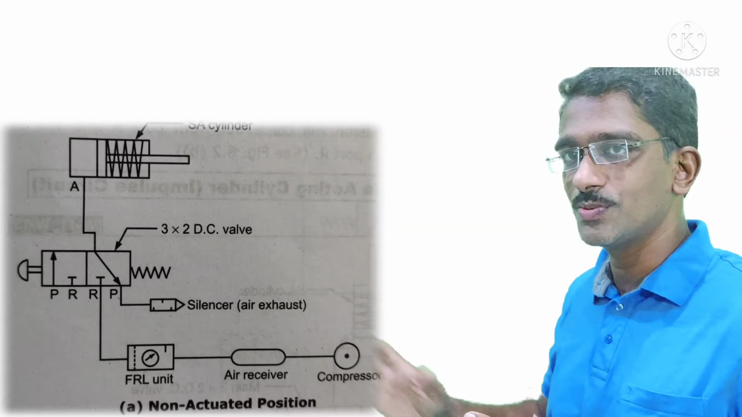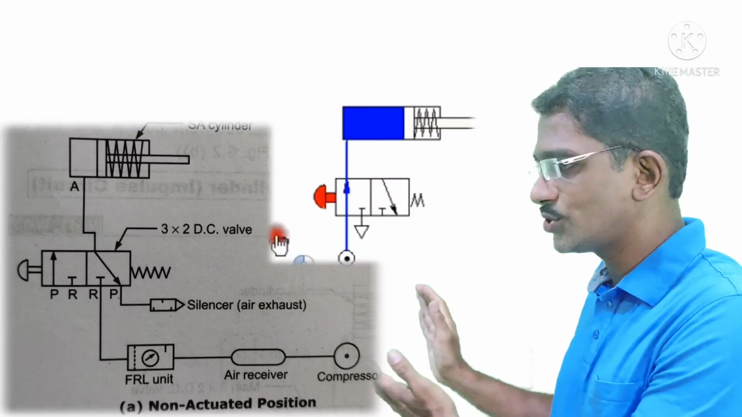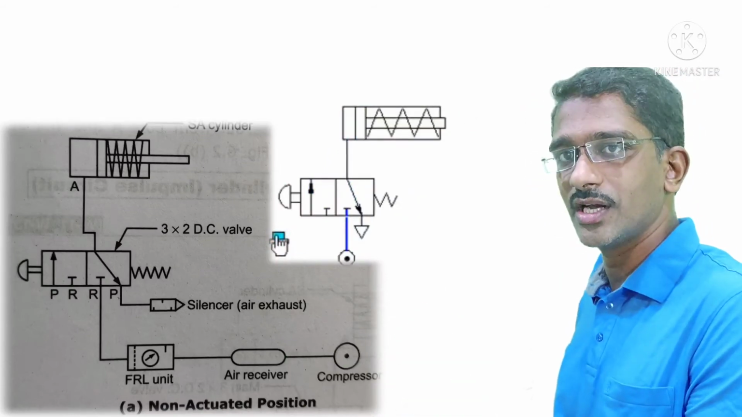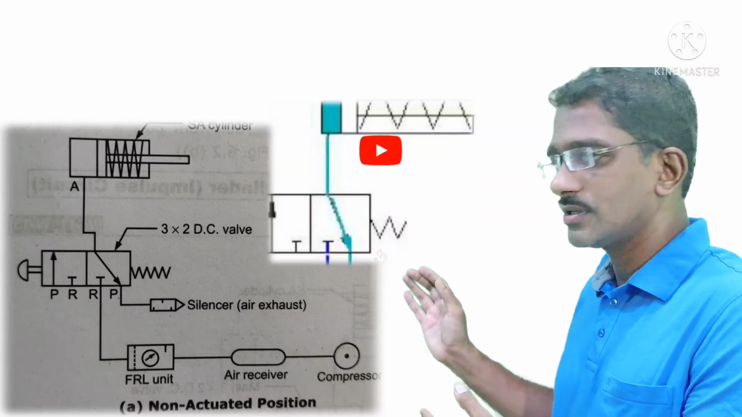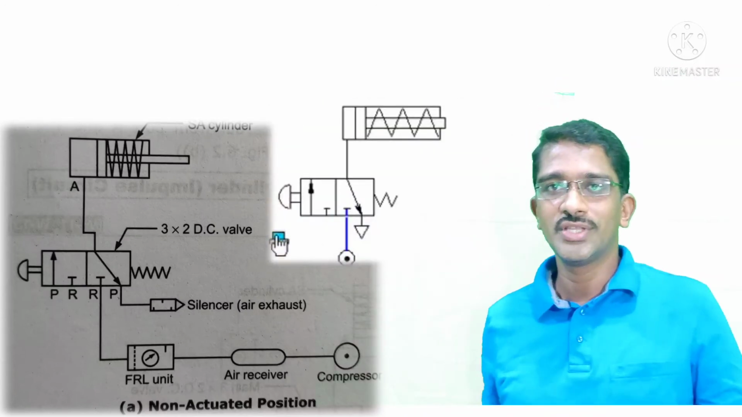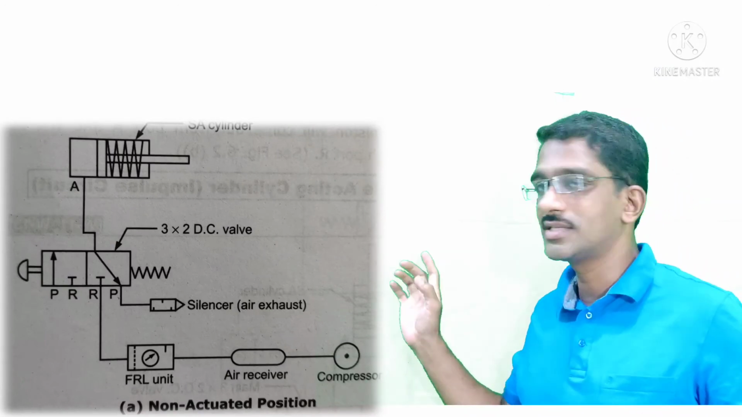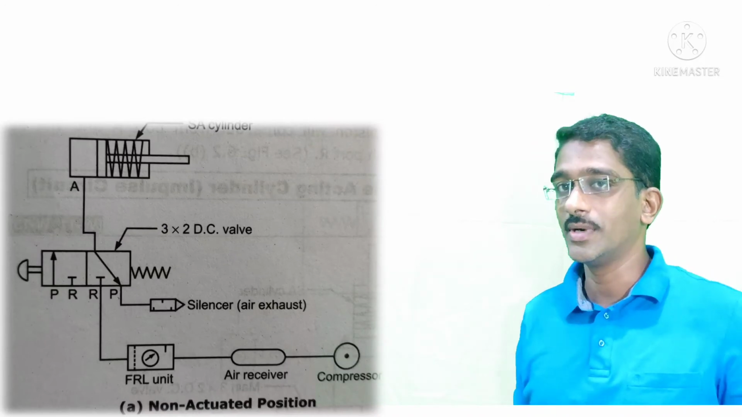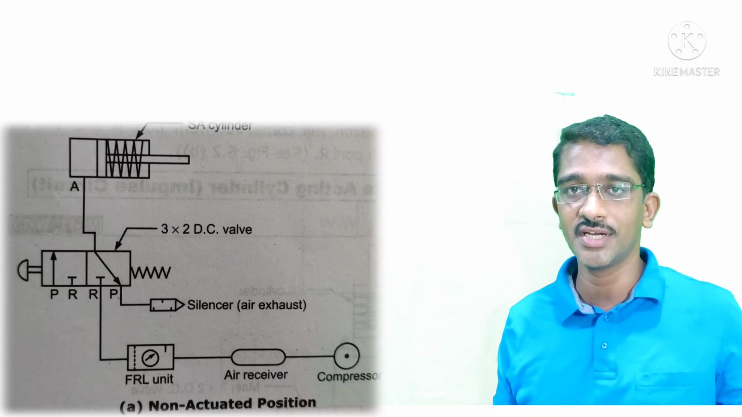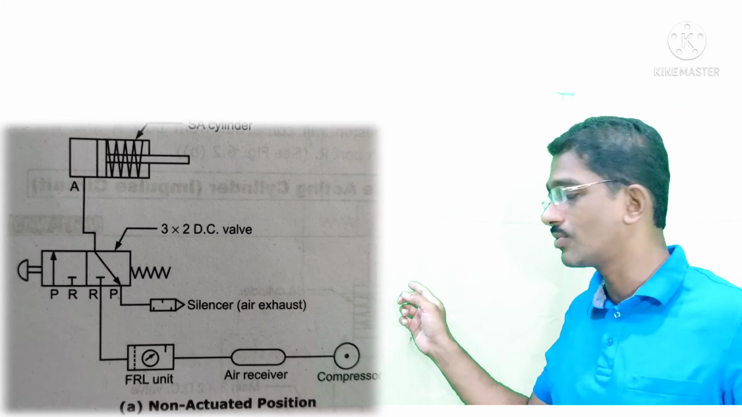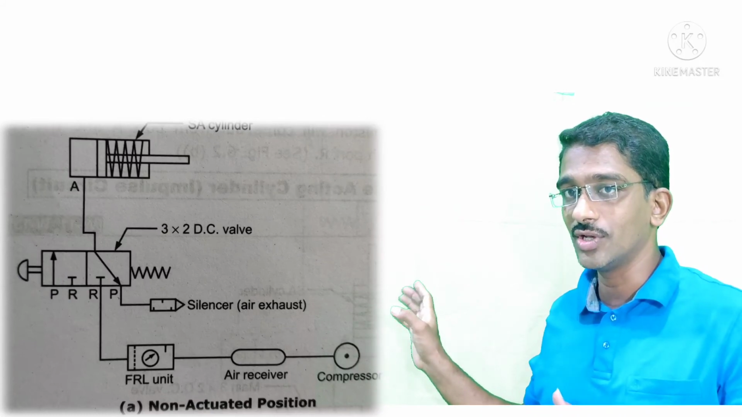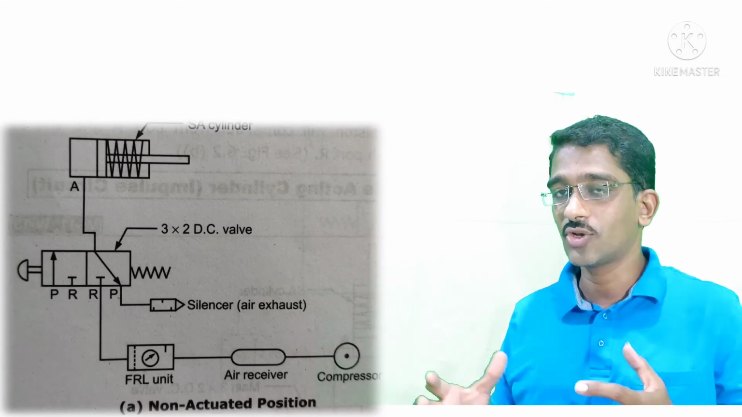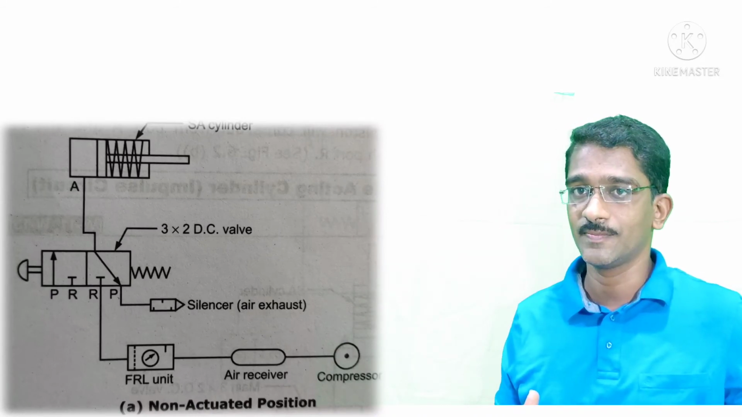Once you release the push button, the second position of the direction control valve comes into action because of the spring. In this second position, as you can see, the system port, that is port A, is connected to the outlet port. Please remember, this is a pneumatic circuit. In a pneumatic system, the outlet port of this direction control valve is directly connected to a silencer, through which the compressed air is exhausted to the atmosphere.